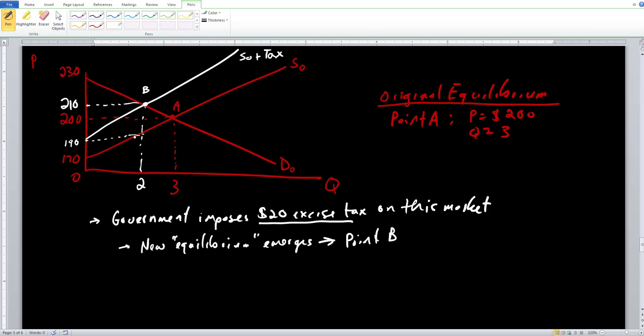First of all, we notice that at point B, we have an equilibrium price of $210, and this is the price that consumers pay. So we can denote this as shorthand. Let's put a PC right here. I'll put it in blue color right here.